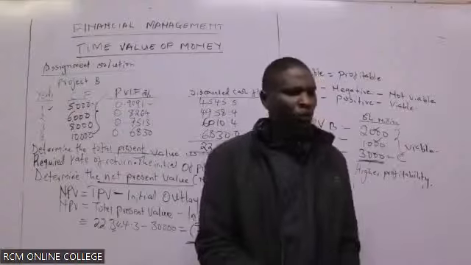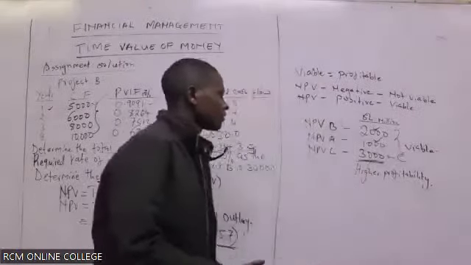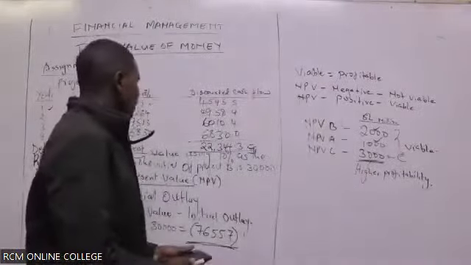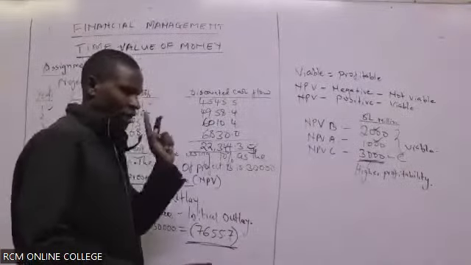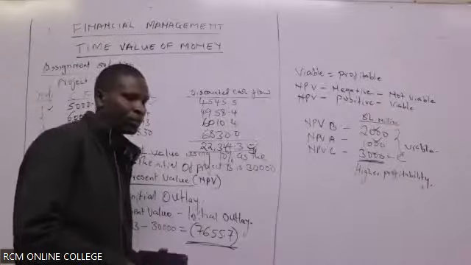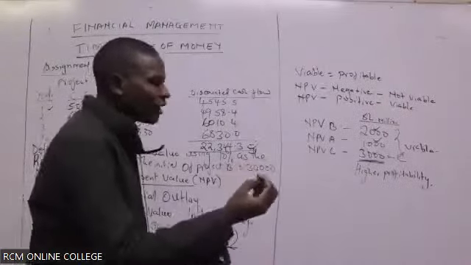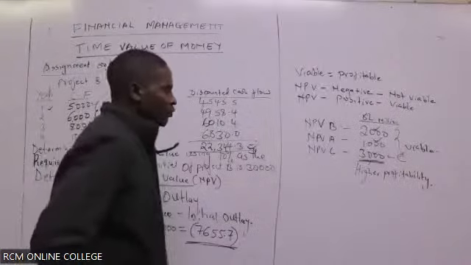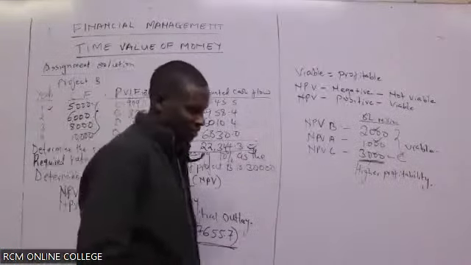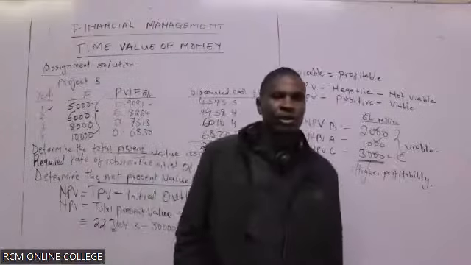So class, are we together as far as discounting of irregular cash flow is concerned? Are we together? Because this should be at your fingertips. The knowledge should be at your fingertips. Are we together as far as that is concerned? Are we together?